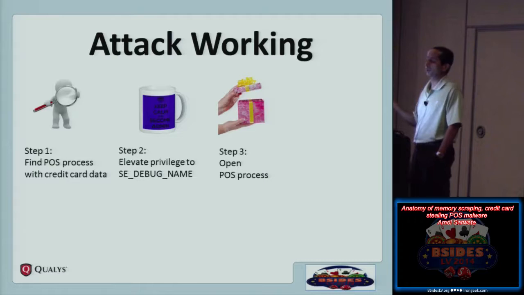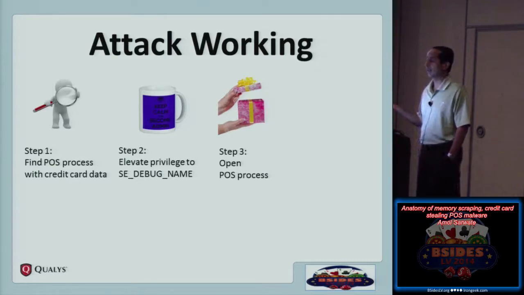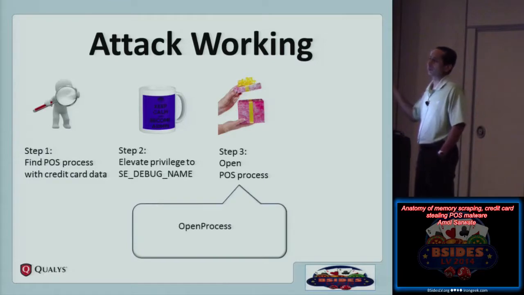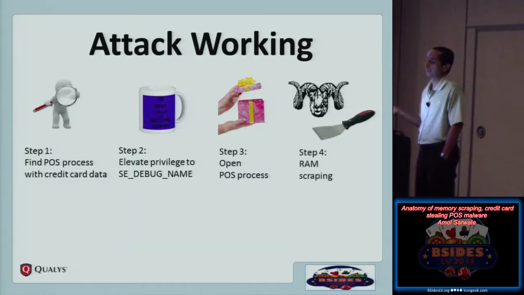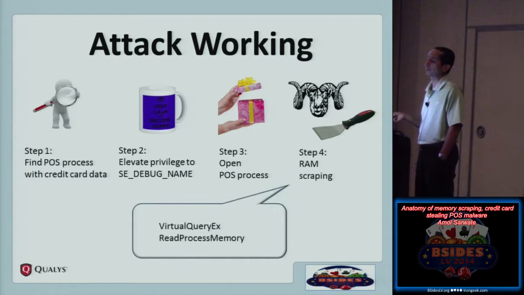You just open the POS process, and you do that by the simple OpenProcess call. I think everyone knows about this one. After you open the POS process, the point of sale process, the credit card number has to be there somewhere in an encrypted format, and you basically then just scrape the POS process's virtual memory by various virtual memory calls and doing ReadProcessMemory and whatnot.